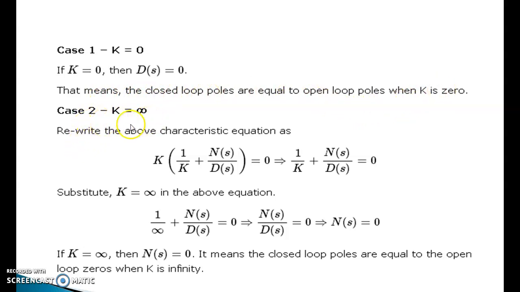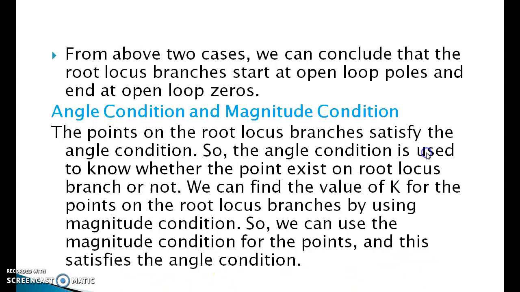Case 2: K is equal to infinity. Rewrite the characteristic equation as K whole into 1 by K plus N(s) by D(s) is equal to 0. Substitute K equal to infinity in the above equation. 1 by infinity plus N(s) by D(s) is equal to 0. That implies N(s) by D(s) is equal to 0. If K is equal to infinity, then N(s) is equal to 0. It means the closed loop poles are equal to the open loop zeros when K is infinite.